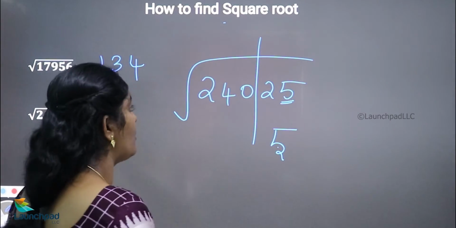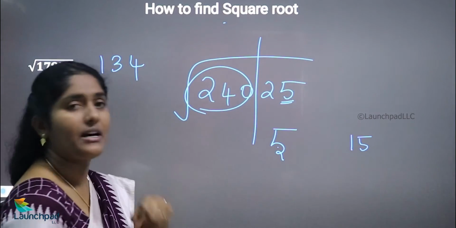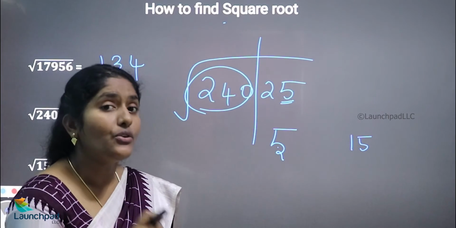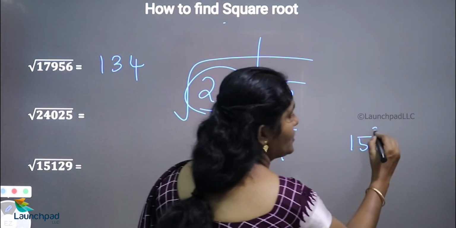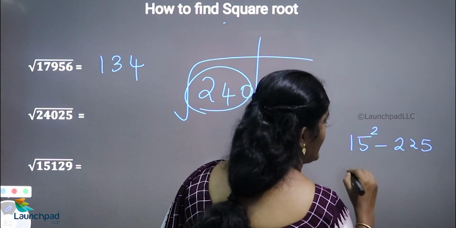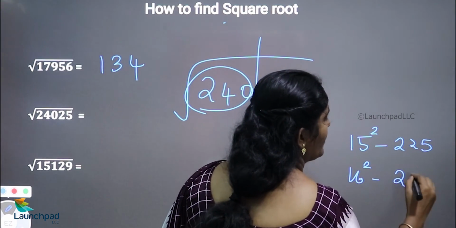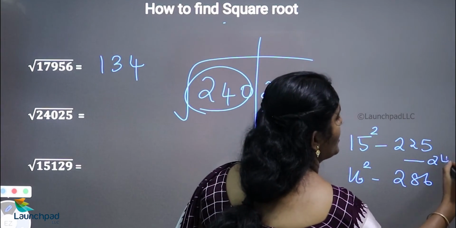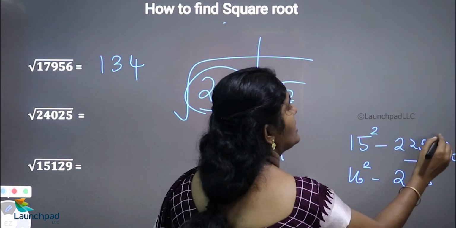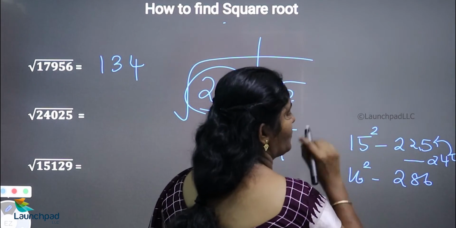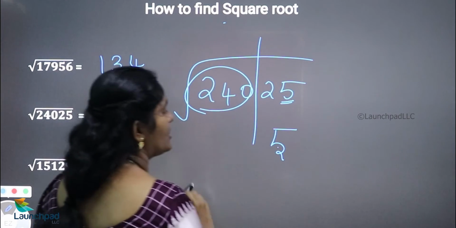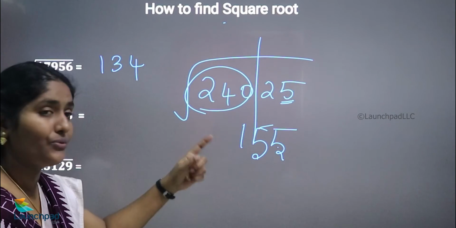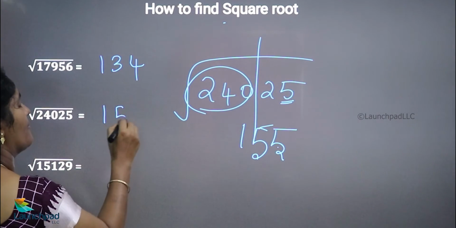There is no option. Okay, 240. What is the whole part value here? 240. 240 is not a perfect square. 240 lies between 15 square, which is 225, and 16 square, which is 256. We want to consider the previous value. Previous value means 15 square. So the first two digits are 15. The square root of 24025 is 155.